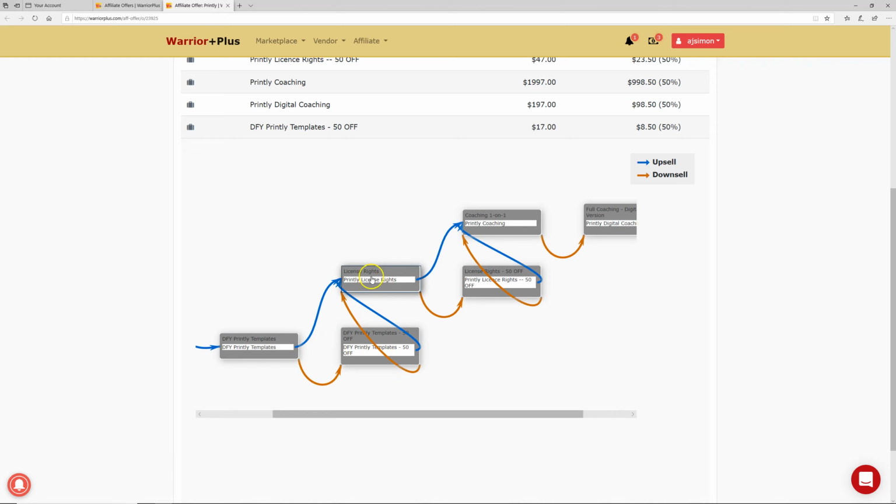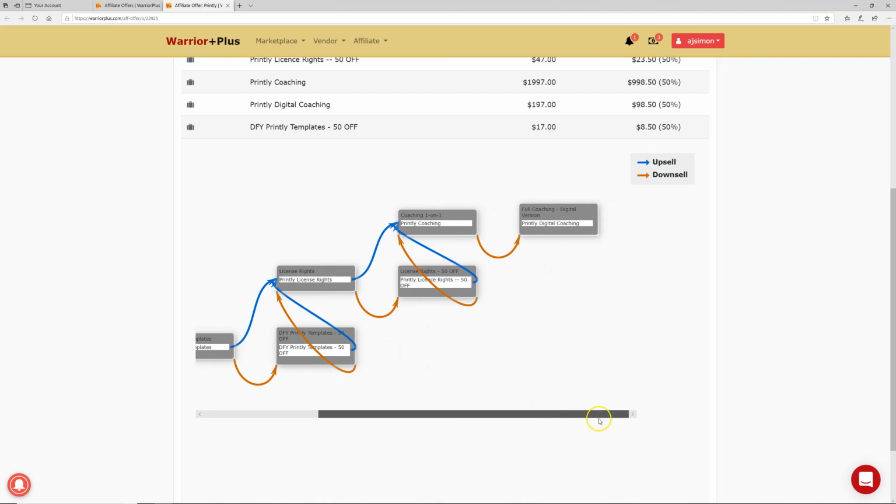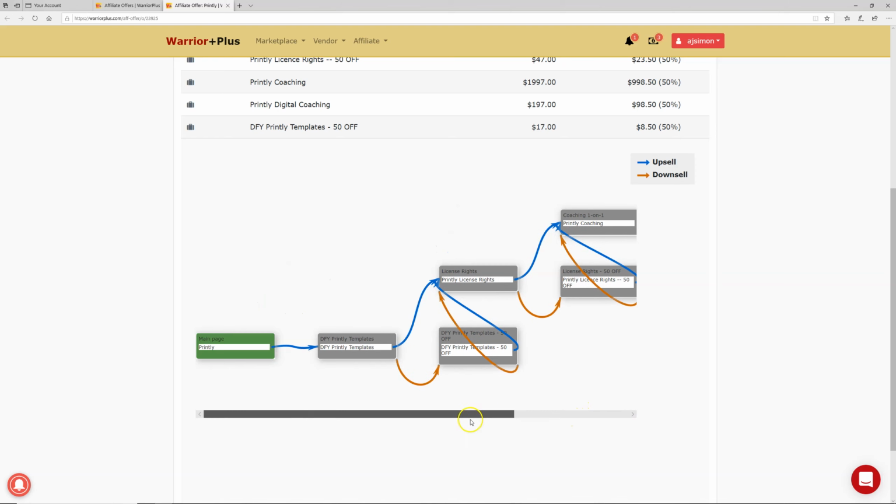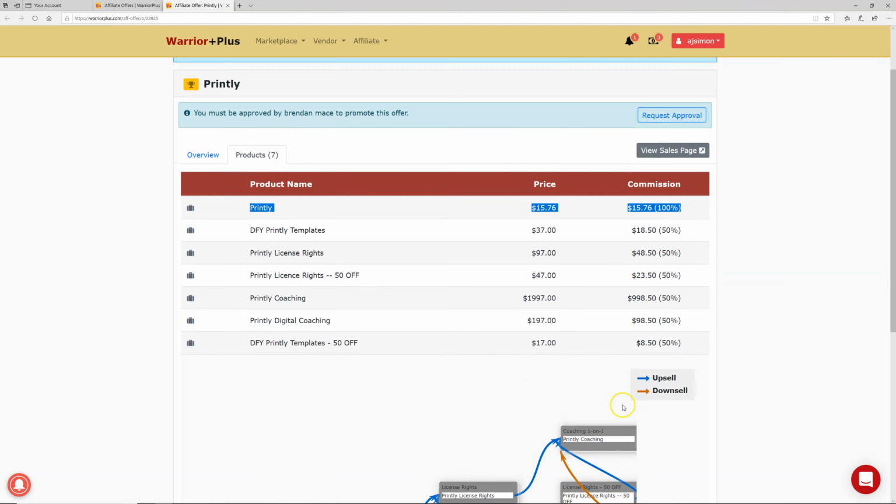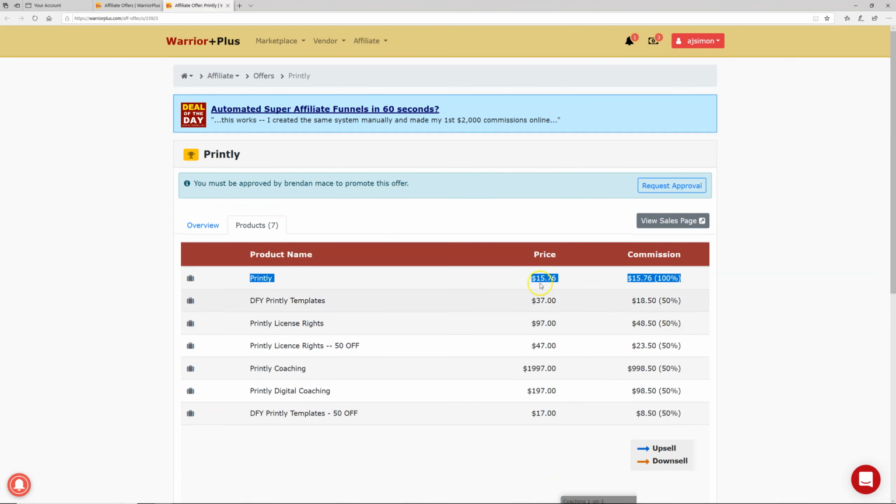If they say no, they go up to the license rights. Yes, they go up to the license rights. Same thing. If they say no, they get a 50% off. If they say no and yes, they go up to the coaching. And then if they say no, they get the digital coaching. So this is a perfect funnel. This is well done. This is something I would promote. Definitely. I would highly recommend promoting this.